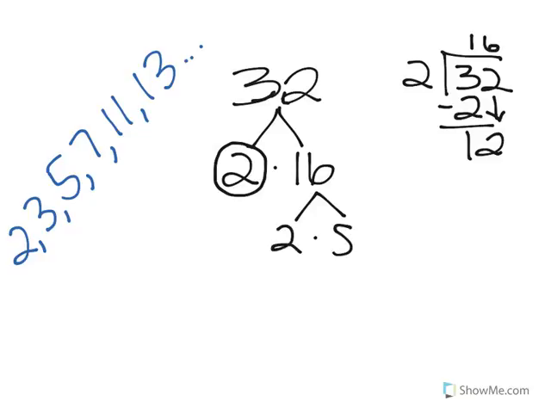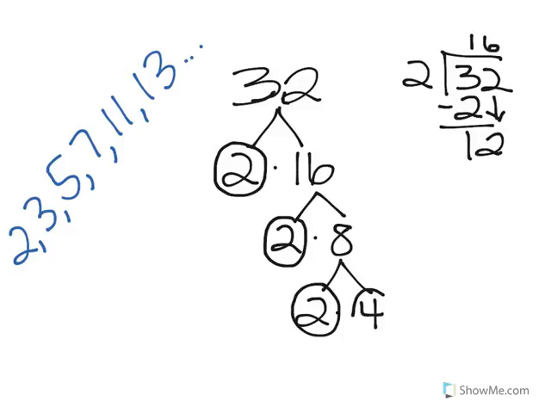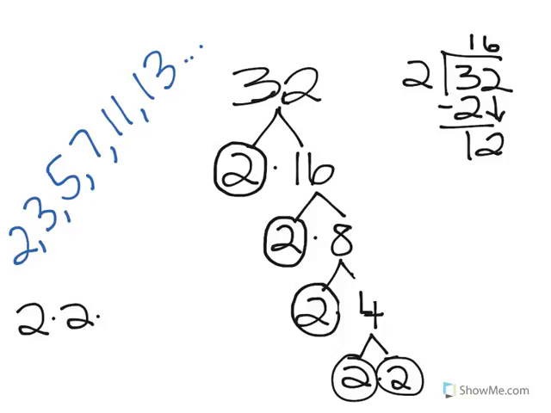2 times 8. Again, 2 is a prime number, so I circle it, but I have to keep doing my 8. 2 times 4. 2 is a prime number, 4 is not. So I have to keep going. 2 times 2, and those are now both prime. So now I'm down as far as I can go. So I can rewrite that as 2 times 2 times 2 times 2 times 2, or 2 to the 5th power. That is the prime factorization of 32, or a factor tree.